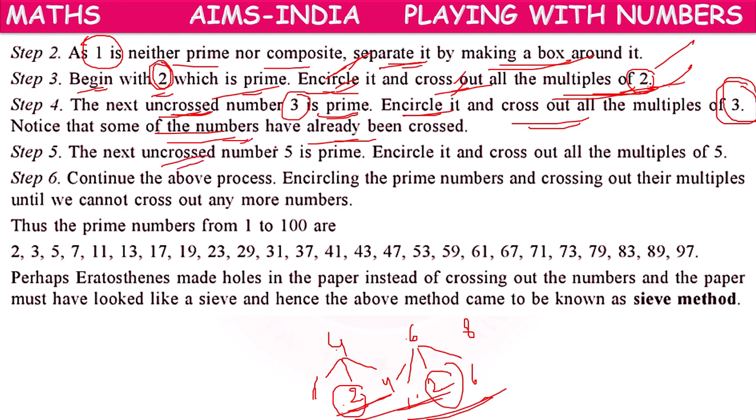So next, what? Next number 5. 5 is a prime number. We have to encircle it, and we have to cross out all the multiples of 5. Like that, we should continue the process, encircling the prime numbers and crossing out their multiples until we cannot cross out any more numbers. Up to that last moment, we have to go on crossing out.